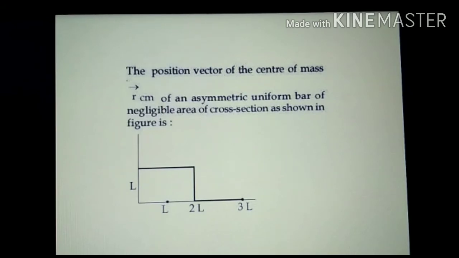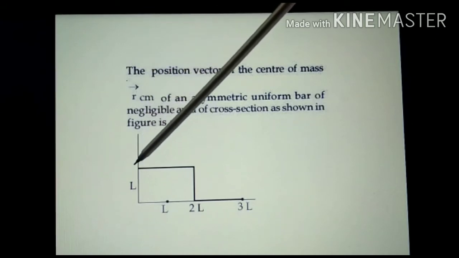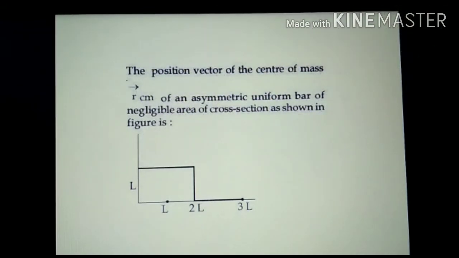I explained center of mass. Now for this problem, the mass of the total bar is not given, but we will assume the mass of this portion, this portion and this portion. The total bar has the same cross section area, and it is negligible. So here we have to calculate the x coordinate and y coordinate of the center of mass.